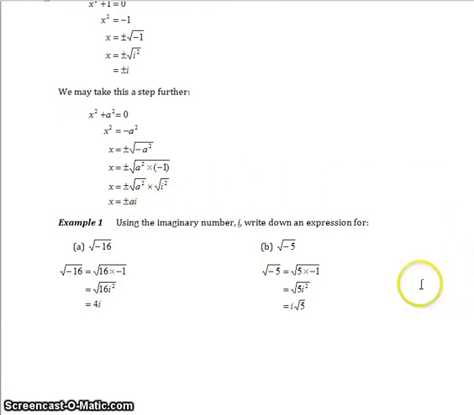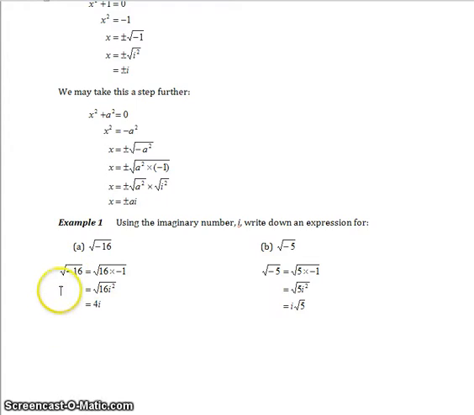Alright, let's have a look at that example that's given here. Using the imaginary number i, write down an expression for the square root of negative 16. Now negative 16 we can write as 16 times negative 1, and so the square root of negative 16 we can write as the square root of 16 times negative 1. Negative 1 becomes i squared, and so we have the square root of 16 i squared. Take the square root of both of those. The square root of 16 is 4, and the square root of i squared is i. And so our solution to the square root of negative 16 is 4i.